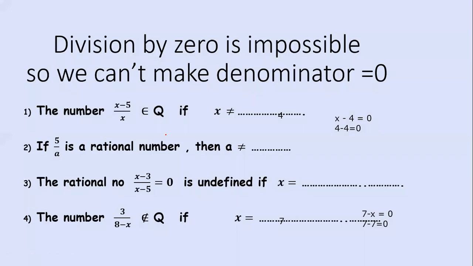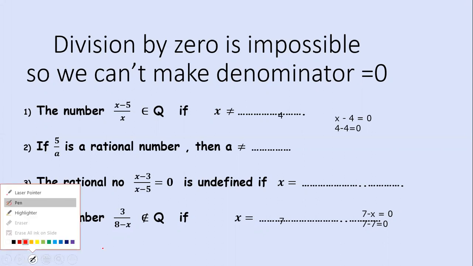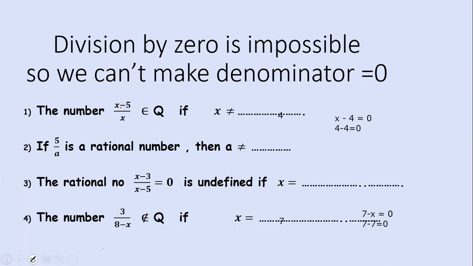For example, again, we confirm that division by 0 is impossible. We can't make the denominator equal 0. The number x minus 5 over x belongs to Q if what? Yes, if x is not equal to what? Okay, not equal to 0, because we can't put 0 in the denominator.